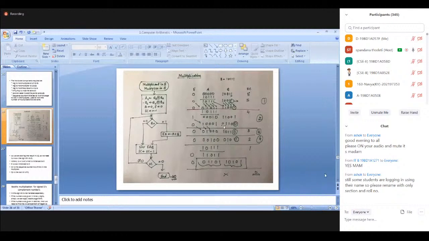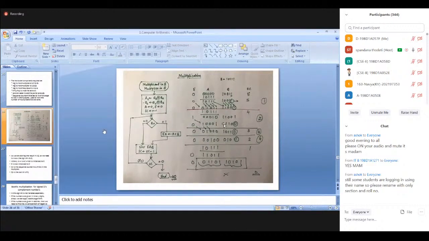You know the addition operation: 1 plus 1, the result is 0, gives a carry of 1. 1 plus 0, the result is 1. 0 plus 1, the result is 1, no carry. 0 plus 0, the result is 0, and there is no carry. Like that, perform the addition operation. Once the addition is done, what you have to do? Perform shift right on EAQ.